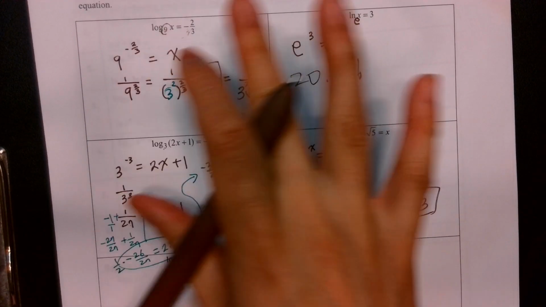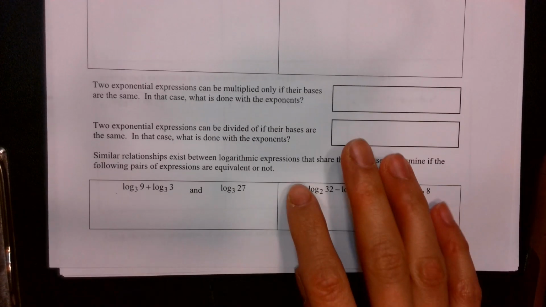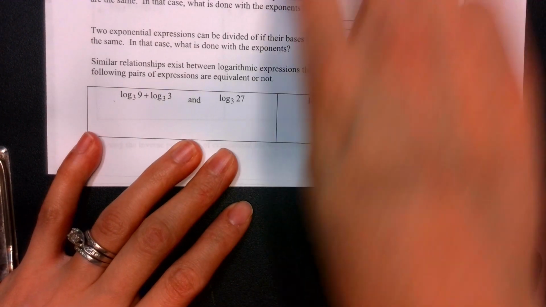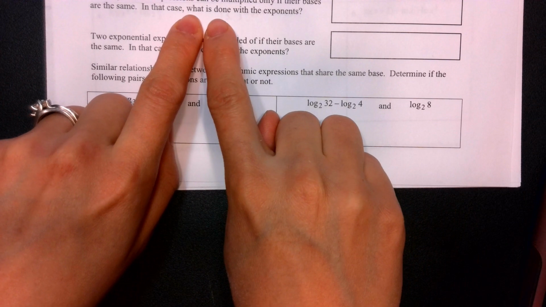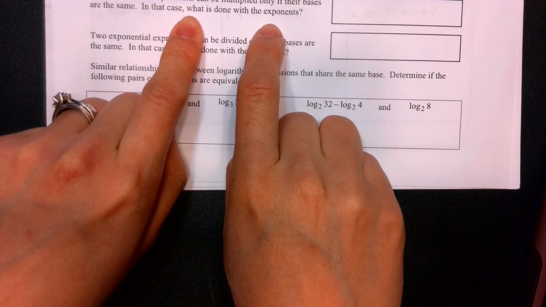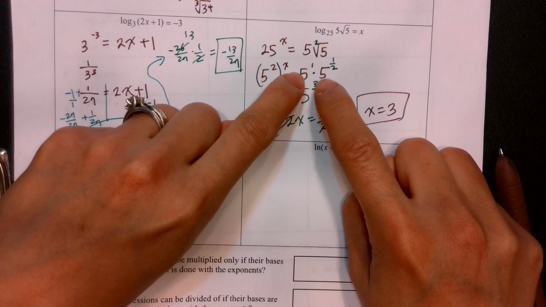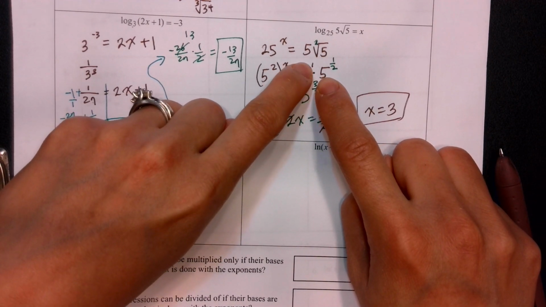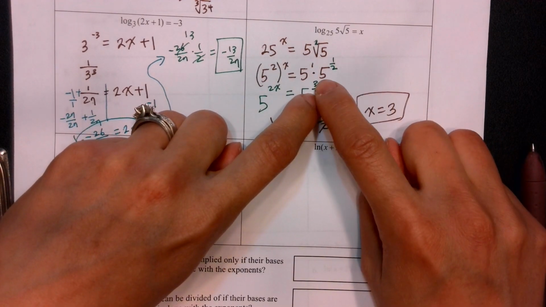Okay, so all of them you just convert to the exponential form and then solve from there. Now, two exponential expressions can be multiplied only if their bases are the same. In that case, what is done with the exponent? So for example, over here, their bases are the same, right? And you're multiplying it. What did you do with these two exponents? 1 and half. We added it, right?